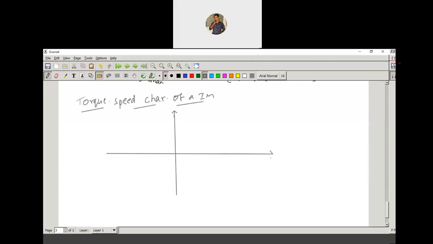You can take torque on the y-axis. Usually we take torque on the x-axis, but to explain the characteristics in a better manner, I'm taking torque on the y-axis and the speed on the x-axis. Let me write speed here. This is speed. So when you draw this characteristic, it will follow like this.